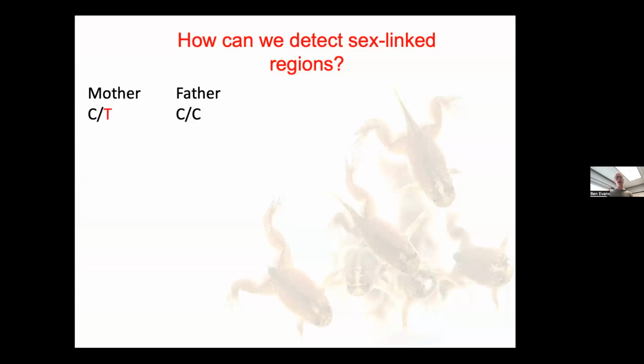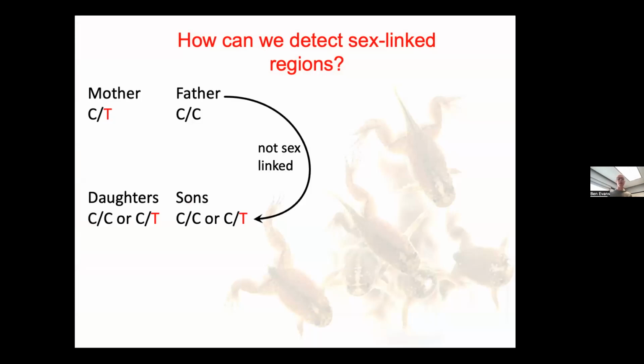And imagine that we had offspring, and we could genotype those offspring as well. So imagine that that particular genomic position were autosomal. If that were the case, then the probability of a daughter or a son inheriting that T would be 50-50 from the mother. So that would suggest that there's no sex linkage of that genomic region, and that it was just part of the autosome.